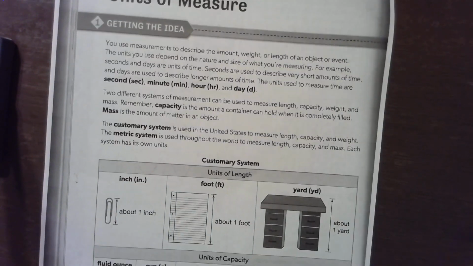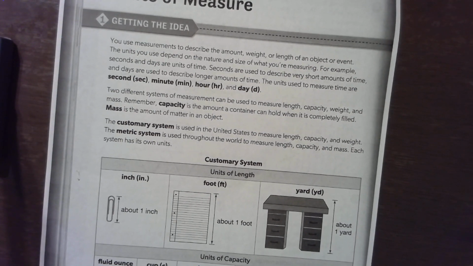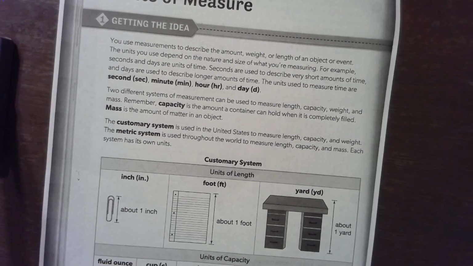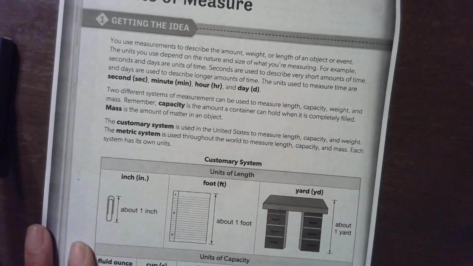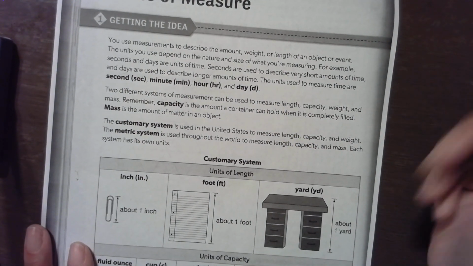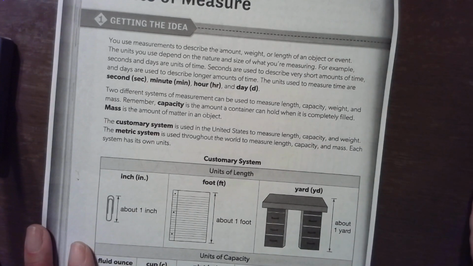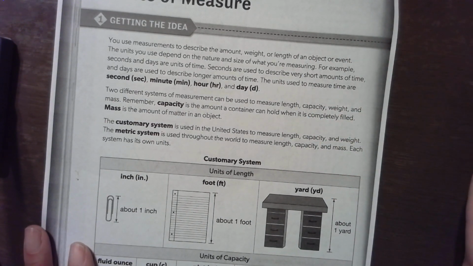So we have two types of systems, of course, and then we have three types of measurement in each. Time is the same wherever you go, and we have capacity, mass, and length. Of course, your length is distance, capacity is how much fluid something will hold, and mass is how much something weighs.